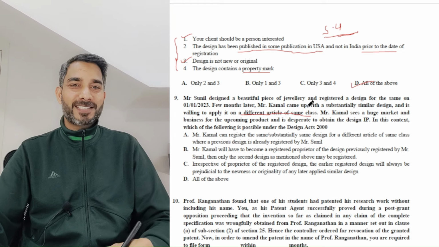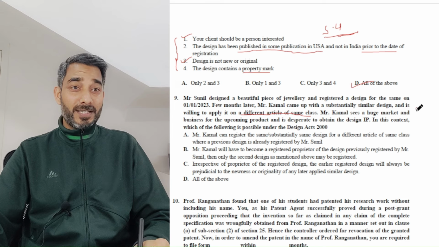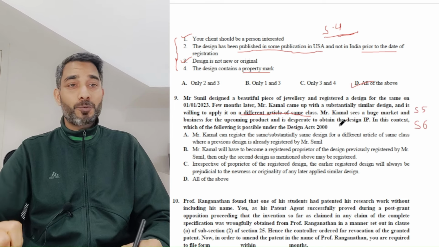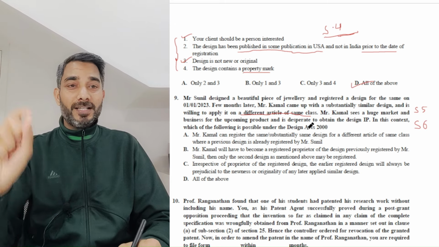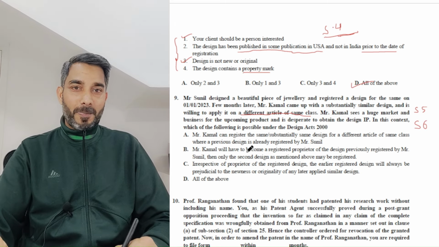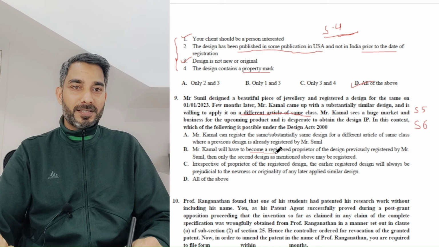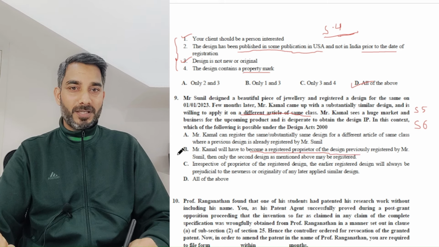We know this section 5 and section 6 talks about you can still have design registration even if somebody has obtained it, provided you become the proprietor of the earlier registered design. Mr. Kumar will have to become a registered proprietor of the design previously registered. So B is the answer.